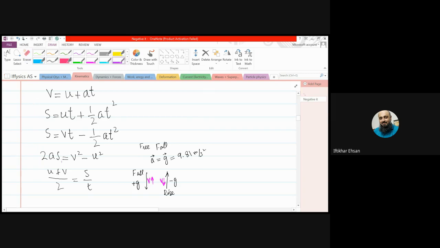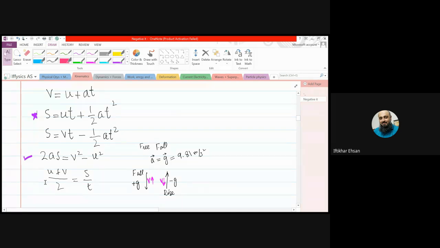Then the third equation of motion. The third equation of motion is so special because there is no time involved in it. The only formula where there is no time. So whenever there is a question where time is not involved in the calculation, then prefer this, although the most important formula will be this.